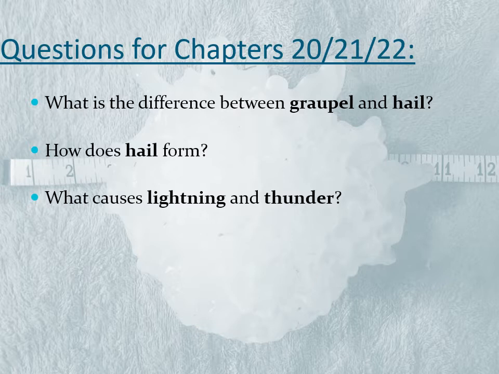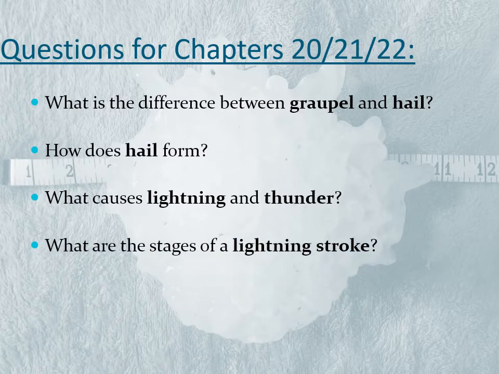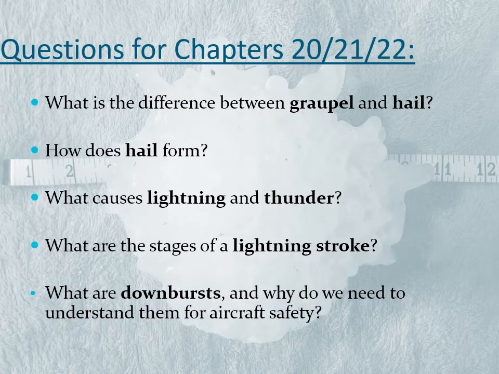We might talk more about the lightning than the thunder, and there's still some debate on the exact causes of lightning and thunder. There are different stages of a lightning stroke, which is kind of interesting. You might not actually see the lightning bolt when we have lightning around here in California, but often in other parts of the world you will see the lightning bolt itself, which we call the lightning stroke, and it's actually made up of several stages. And then we're going to talk about downbursts or microbursts and why they're very important to understand, especially for aircraft safety.